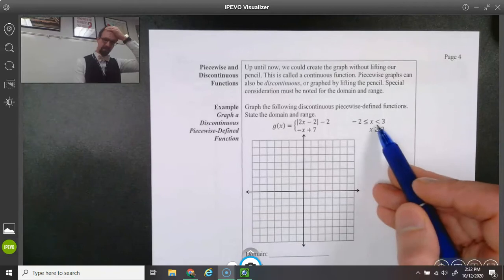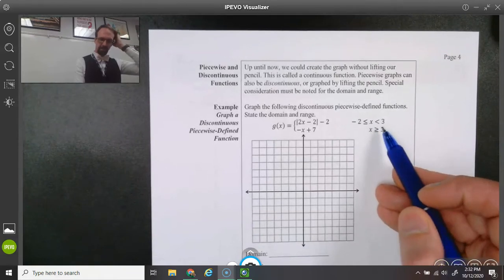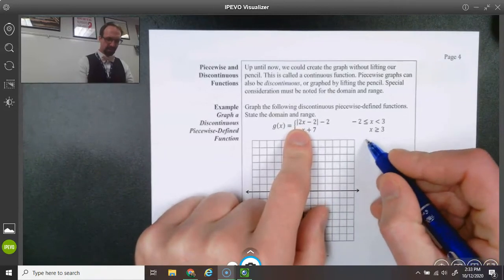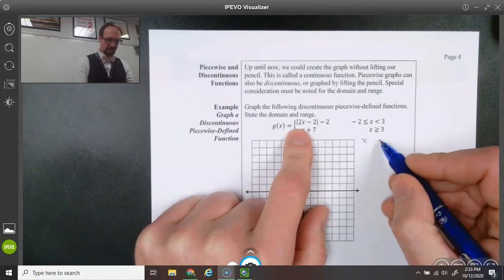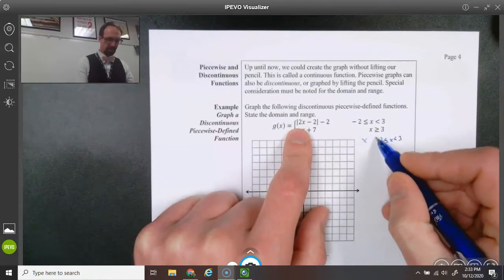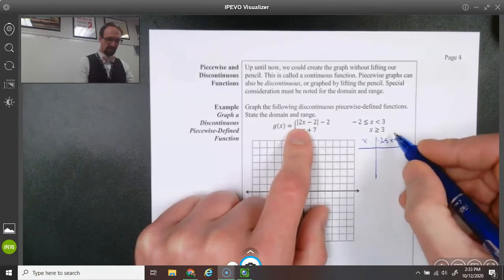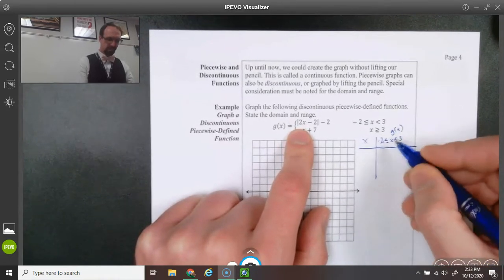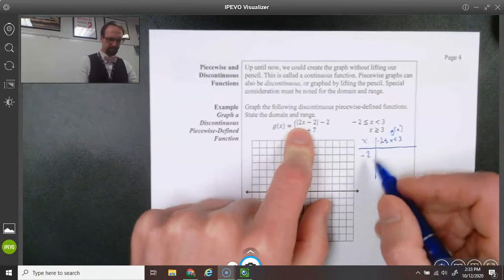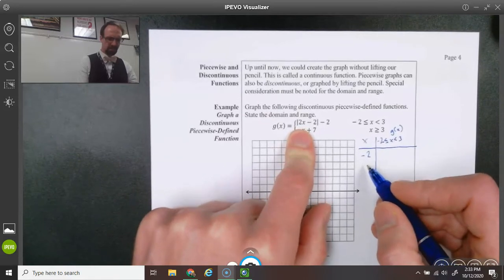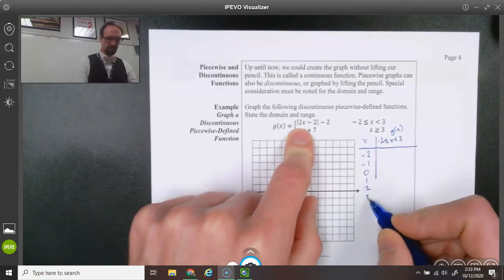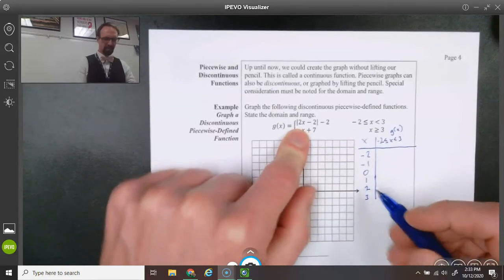This says from -2 inclusive to 3 non-inclusive. So these are the values. Again, setting up a table is going to help us. So x, and then -2 is less than or equal to x is less than 3. We're going to just talk about these. This is our g of x here. So let's do -2, and we might want to do a couple: -2, -1, 0, 1, 2, and then 3.